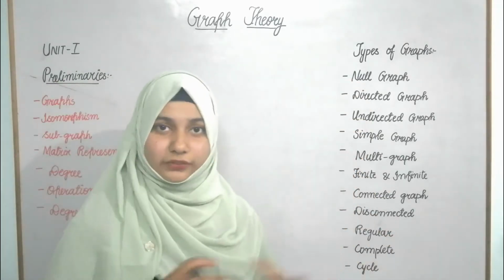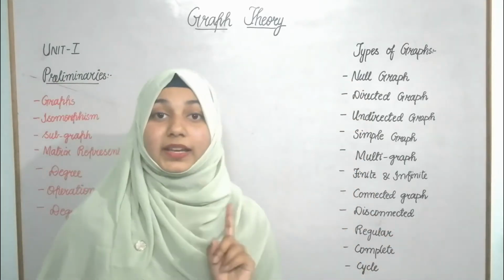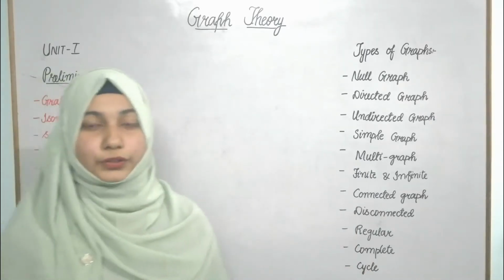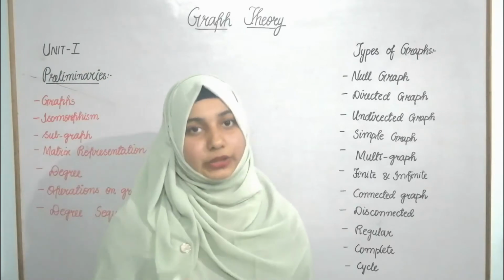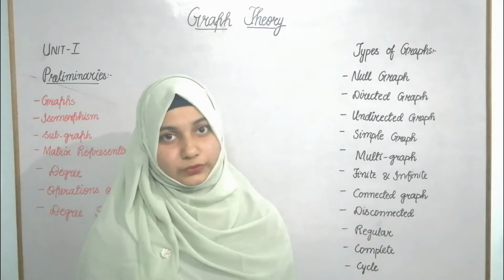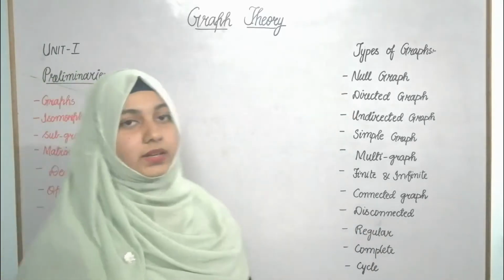Okay, we'll see the types of graph one by one. It is very simple. Simple doesn't mean that you're going to skip it. You need to know the types of graphs in order to do the further calculations or further topics. If you want to understand the further topics, you need to understand the types of graphs. Okay, the first one, null graph.